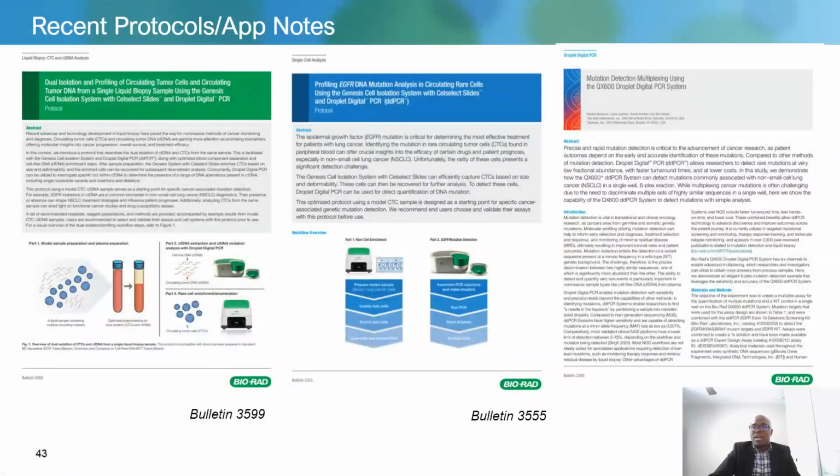So find our recent protocols and app notes on profiling EGFR DNA mutation analysis in circulating rare cells using the Genesis system and ddPCR. We also showed the dual isolation and profiling of circulating tumor cells and circulating tumor DNA. And thirdly, we have a multiplexing mutation detection using our newly launched 6-color ddPCR instrument, where we looked at detecting KRAS, BRAF, and EGFR mutations.